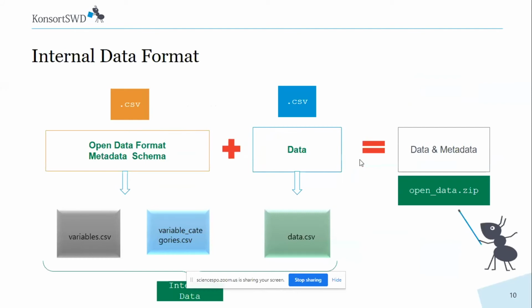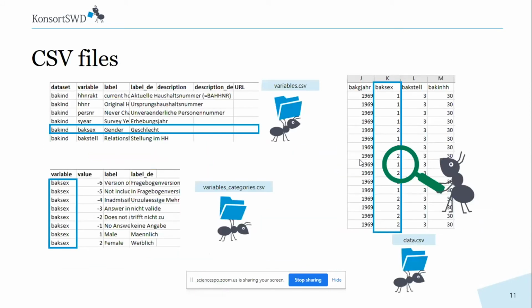The internal data contains a variable CSV file and a variable category CSV file. We combine the metadata with a simple data CSV file from SERP. In this way, it will be our very preliminary open data format. Now we take a further look in the package.